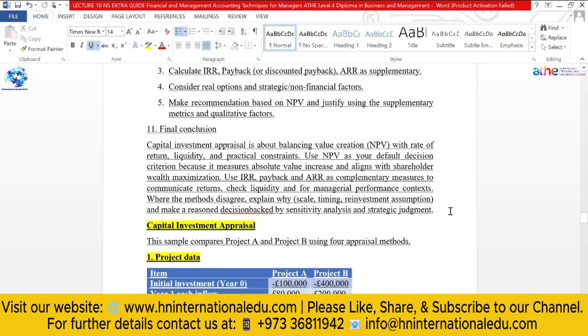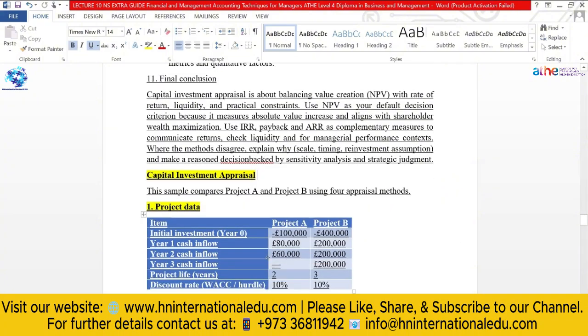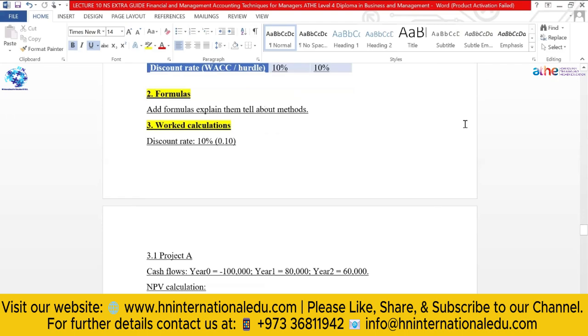And for managerial performance context, rating methods disagree. That is, you think that they are causing issues. The answers, they are like abnormal. Then we explain why: scale, timing, reinvestment assumptions. They can make reasoned decisions backed by the sensitivity analysis and strategic judgment. So you can copy this para and change a few words and add this in your work as well. And this is just an example for you people, how you can do it.